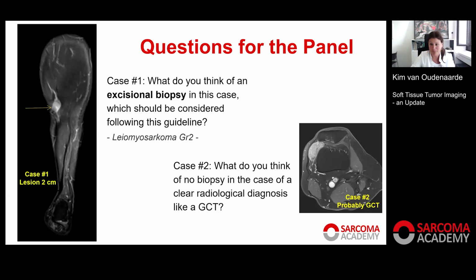Then my questions to the panel. For the first case, what do you think of an excisional biopsy in this case, which should be considered following this guideline? Maybe I would like to hear the opinion of a radiotherapist or an oncologist. Was there any role for neoadjuvant treatment here? Would the patient miss out on proper neoadjuvant treatment? Or for a surgeon, maybe, is there a risk for a whoops resection in this case?